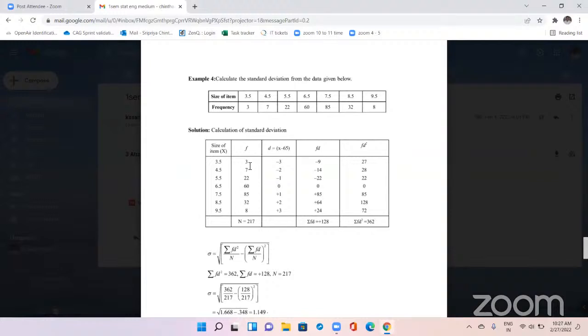In the frequency, how many values are there? 3, 7, 22, 60, 85, 32, 8. That is 7 values. You should take the one in between. The time is very less. Or you should take the 3 value, or the 7 value, or 65. So D is equal to X minus A, where A is any arbitrary number, any arbitrary point.